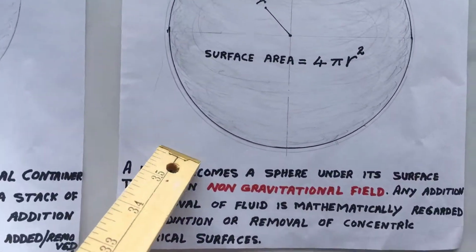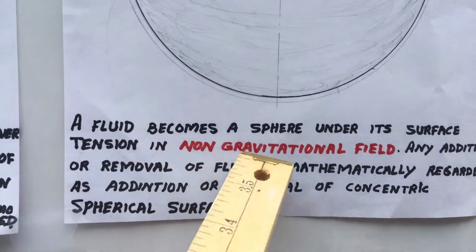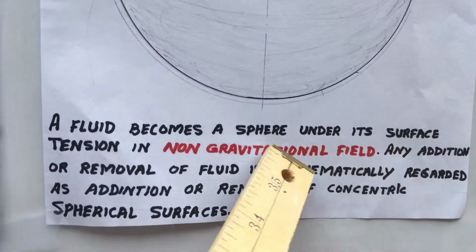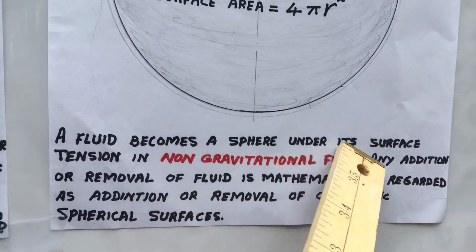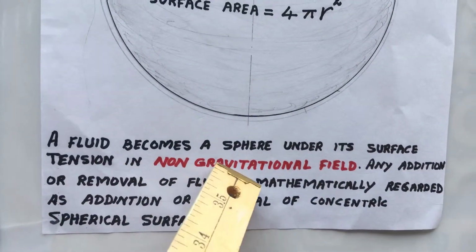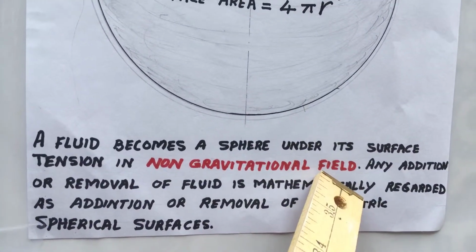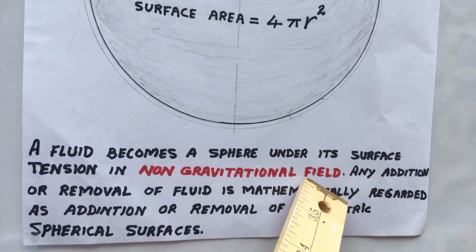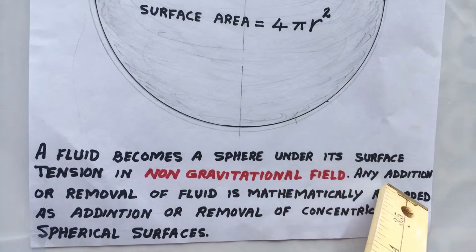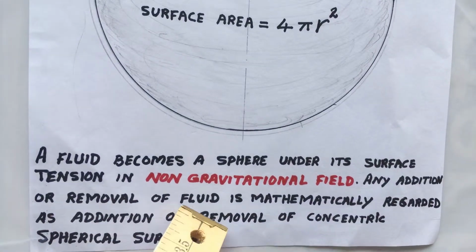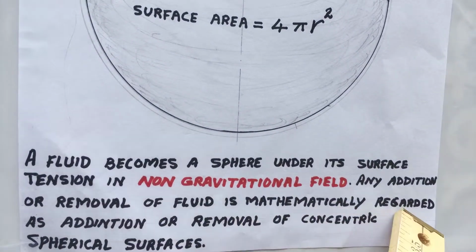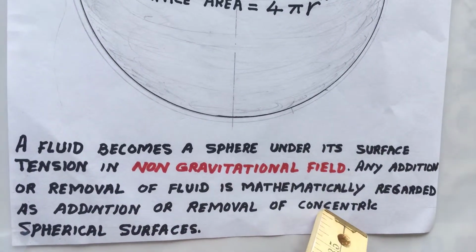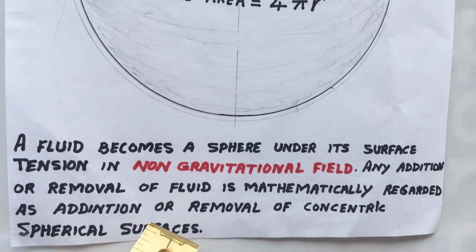A fluid becomes a sphere under surface tension in a non-gravitational field. So, it is the surface tension that makes the fluid a sphere. Any addition or removal of the fluid is mathematically regarded as addition or removal of concentric spherical surfaces.